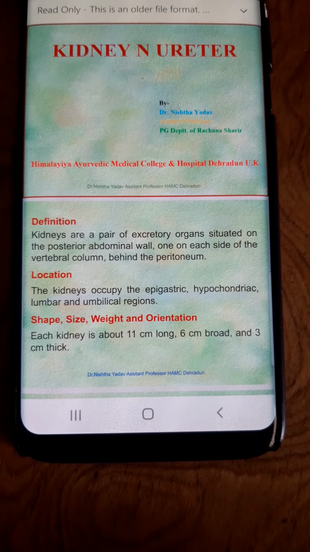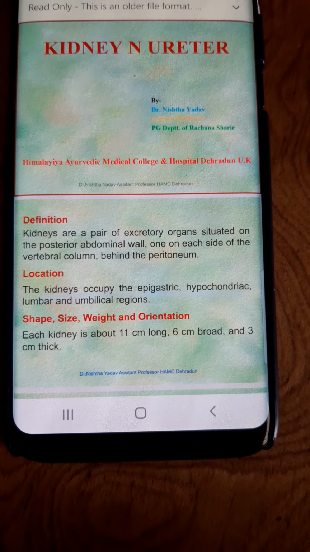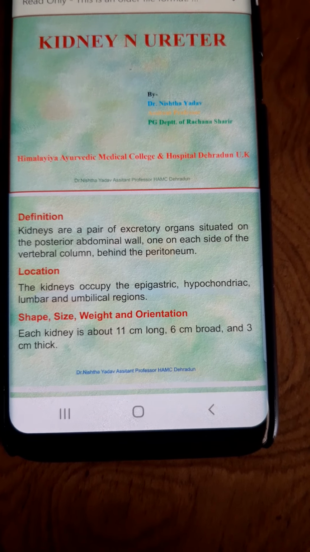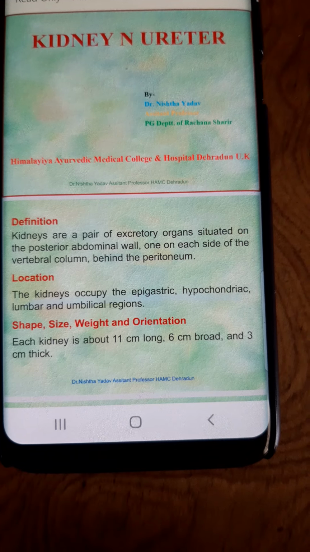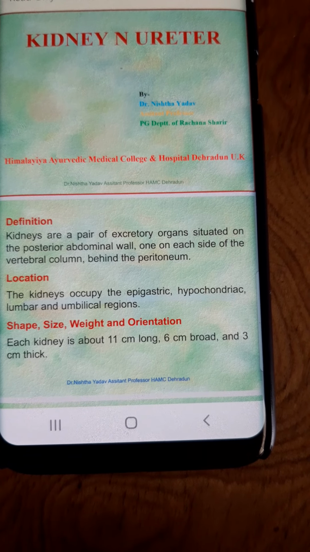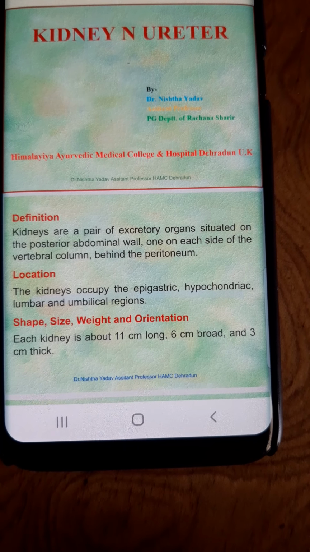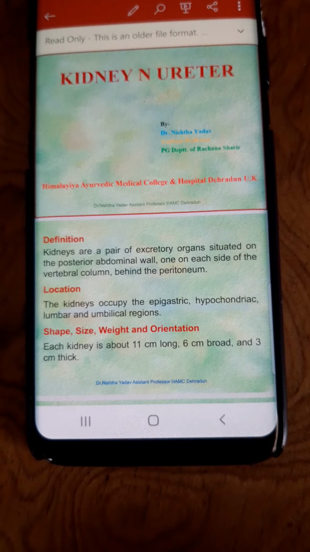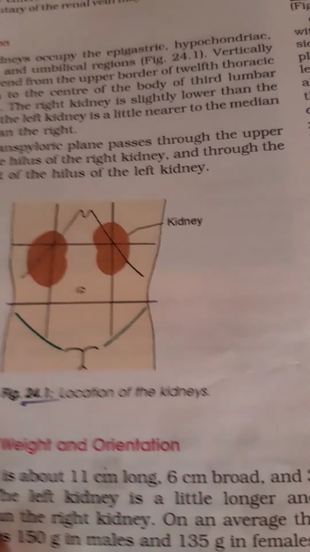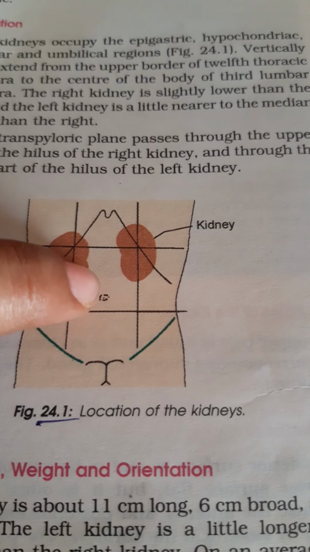So what is kidney? Kidneys are a pair of excretory organs situated on the posterior abdominal wall, one on each side of the vertebral column behind the peritoneum. They are retroperitoneal. Location: the kidney occupies the epigastric, hypochondriac, lumbar and umbilical region. So you can see it occupies epigastric, hypochondriac, lumbar and umbilical region.